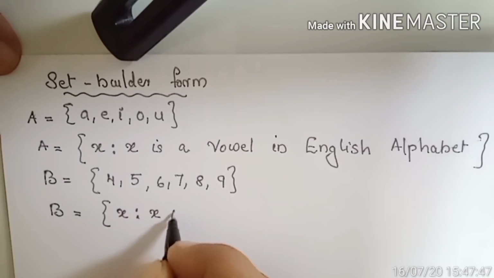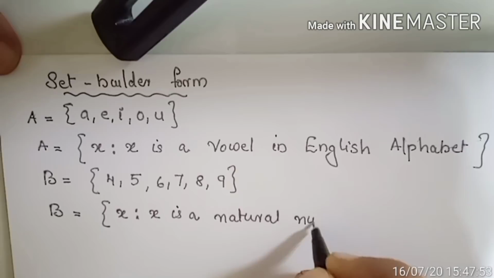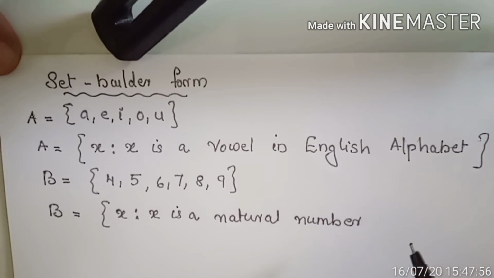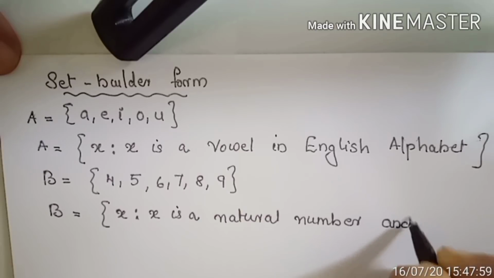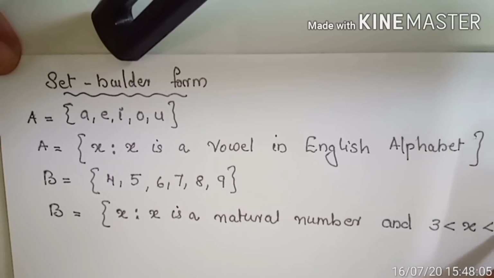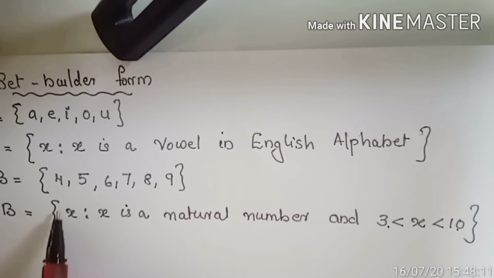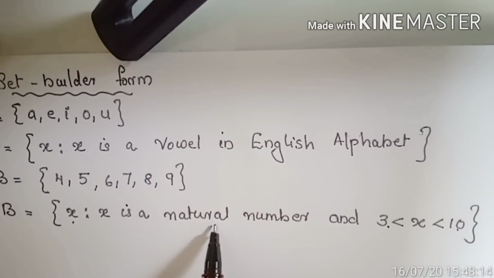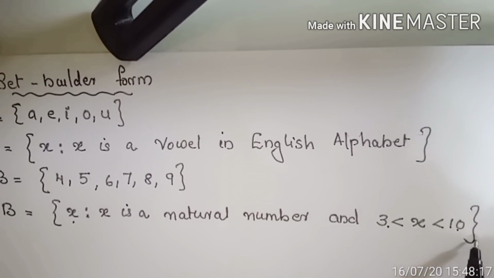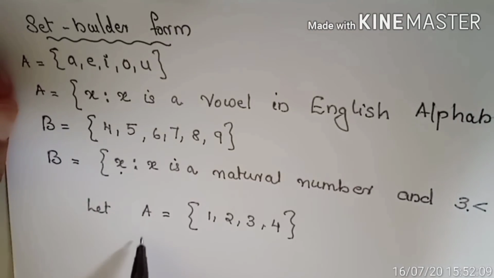x is a natural number, and another condition 3 less than x less than 10. The natural numbers are in between 3 and 10. B is the set of all x such that x is a natural number and 3 less than x less than 10. These are the two methods for representing a set. First one is roster or tabular form and the second is set builder form.